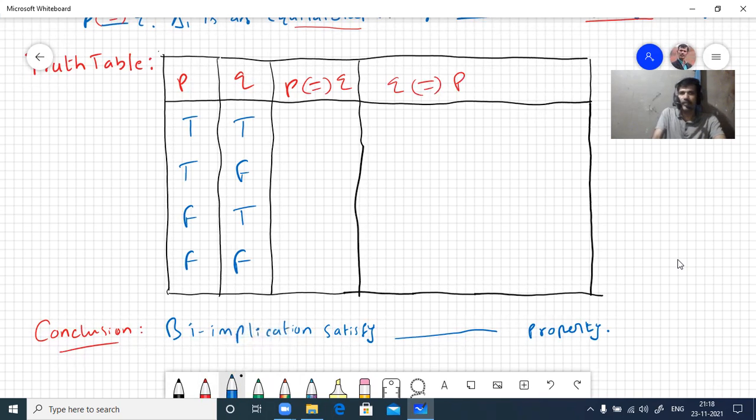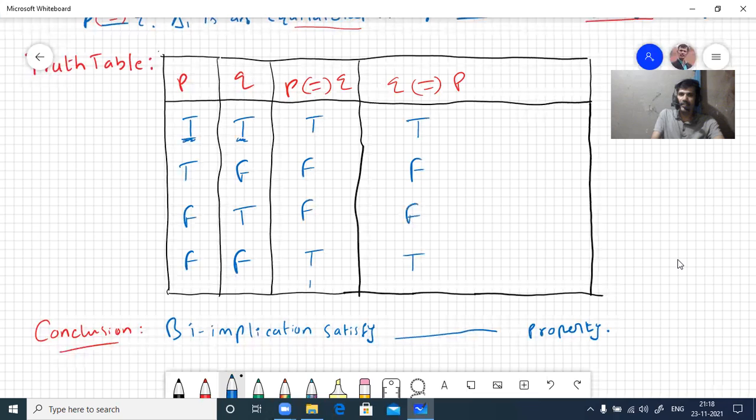Based on the condition, the biimplication will be true when both statements are true or both statements are false. In the remaining cases, it is false. If one is true and one is false, then the biimplication statement will be false. Similarly for q bi-implies p: when both q and p are true in the first case, and in the last case both are false, only then will it become true. In the remaining cases, it will be false.